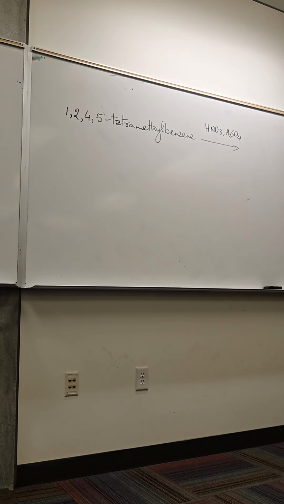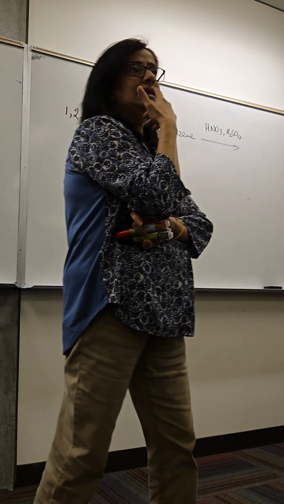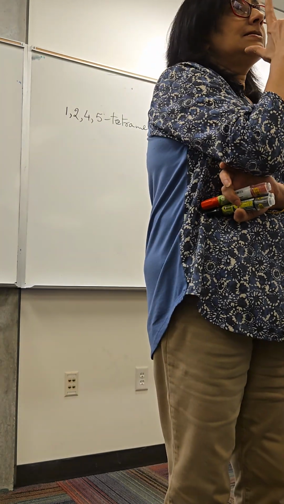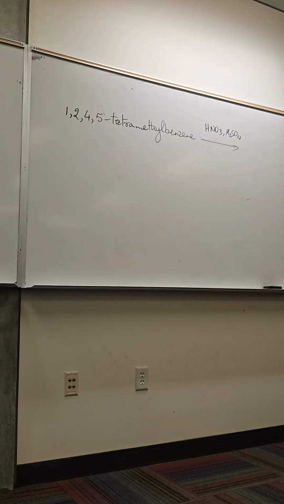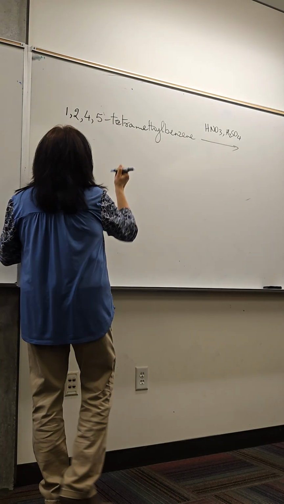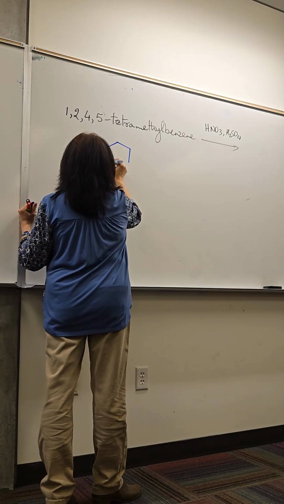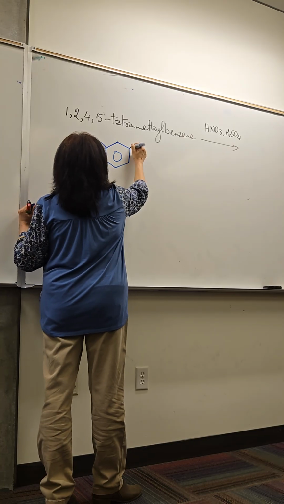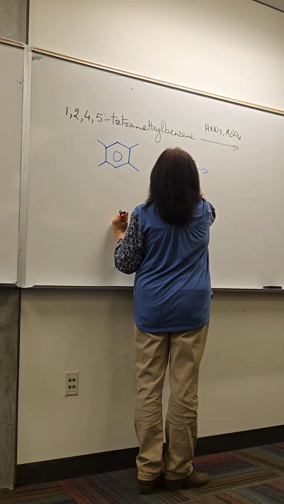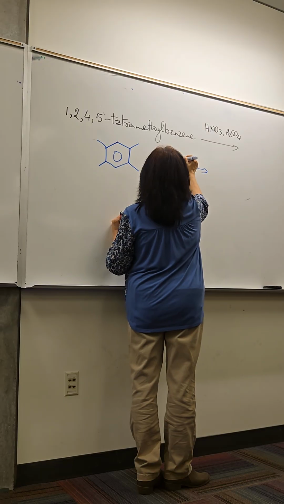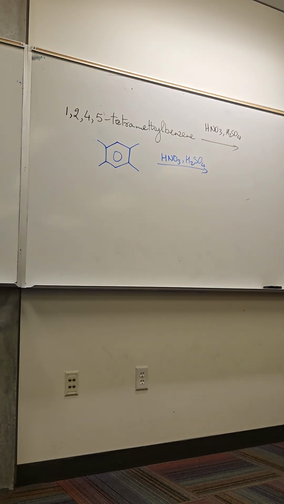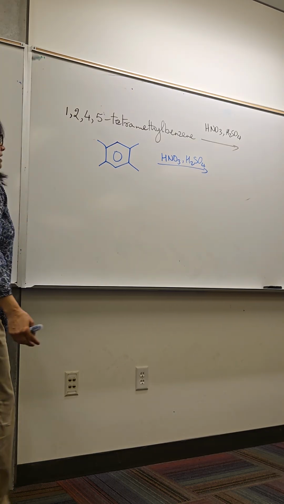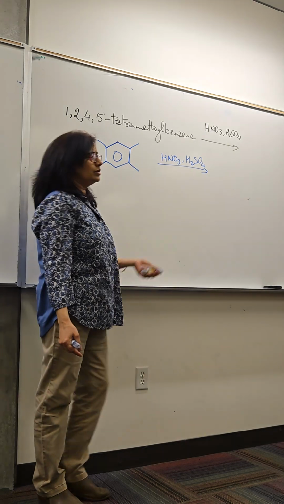What's the structure of 1, 2, 4, 5 tetramethylbenzene? Benzene ring with a methyl group on 1, 2, 4, and 5. Isn't that right? So you're reacting this with nitric acid and sulfuric acid. What kind of reaction is it? Is it halogenation, sulfonation, or nitration? Nitration. So where is the nitro group going to go? In one of those. Does it matter where? No, it's symmetrical. So what's the product?